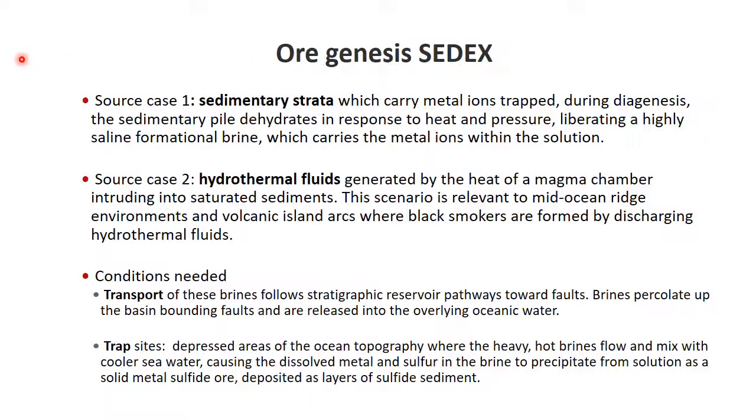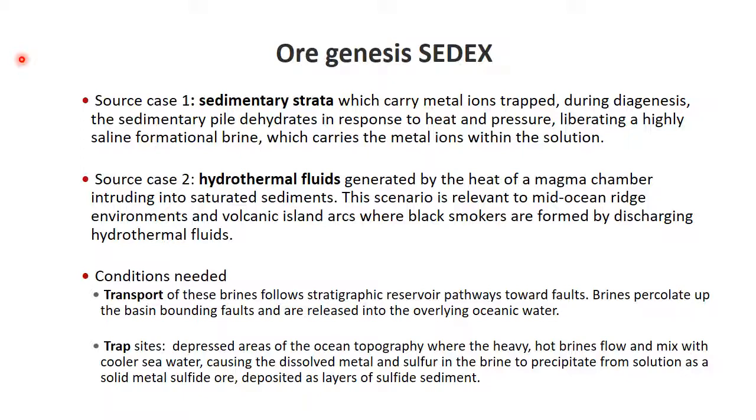So in terms of a genesis model, there are really two cases. One is where the source is sedimentary strata. So it's the sedimentary strata that carry those metal ions, trapped. Then during diagenesis, the pile dehydrates under heat and pressure and liberates those metals out of solution. The other one is where you have hydrothermal fluids. Those are generated in a magma chamber, and this is typically associated with a mid-oceanic ridge environment. Of course, you have to have some kind of an active magma chamber.